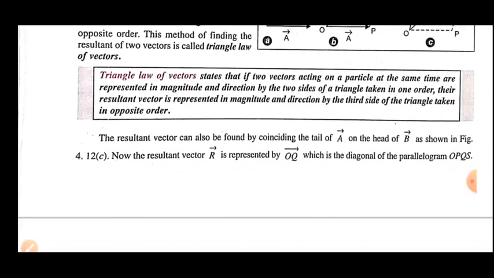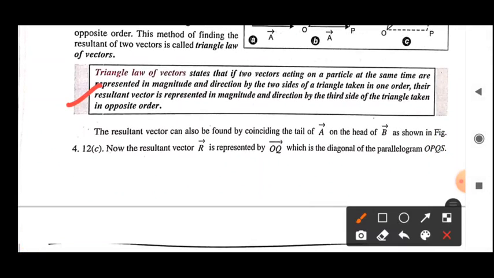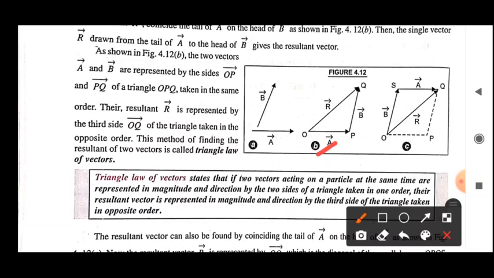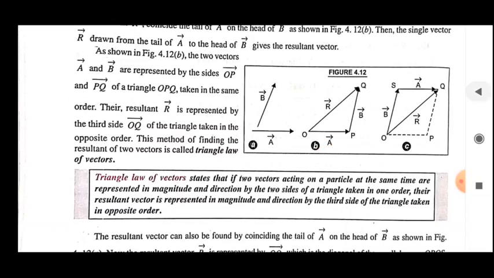The triangle law of vectors. The triangle law of vectors states that two vectors acting on a particle at the same time are represented in magnitude and direction by two sides of the triangle taken in one order, and then the resultant vector is represented in magnitude and direction by the third side of the triangle. So here in this figure you can see we have represented two vectors by two sides of the triangle, then the third side represents the resultant.